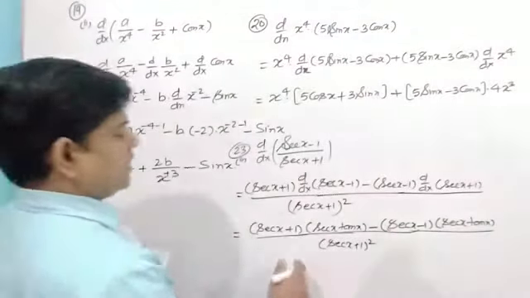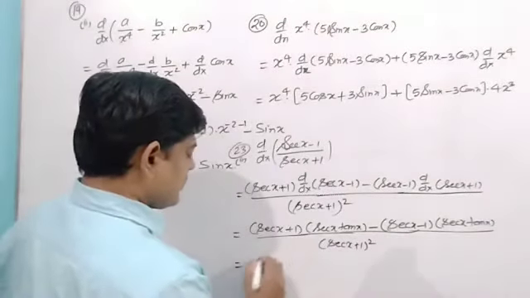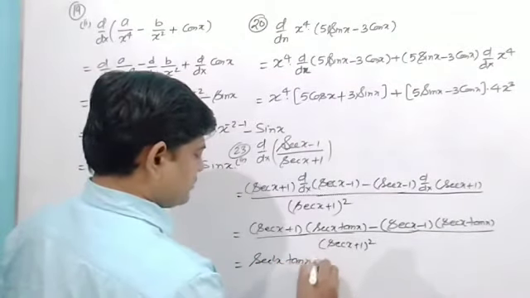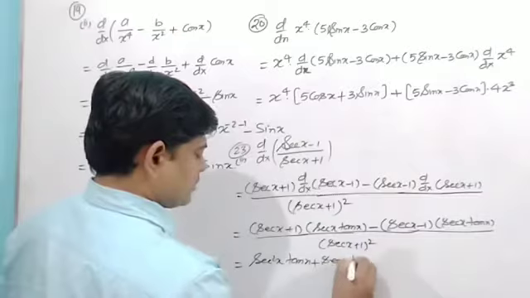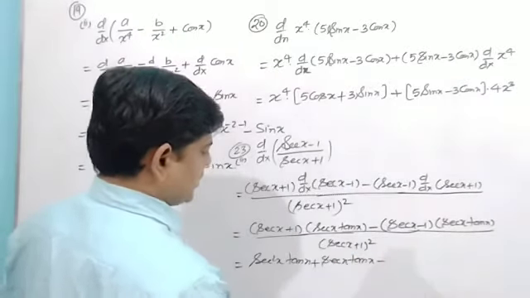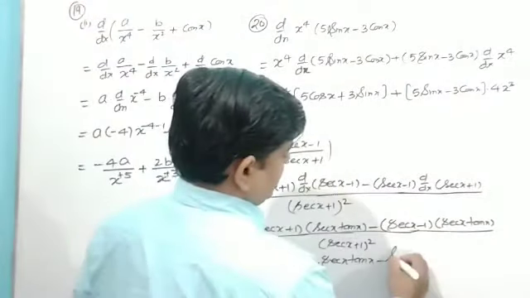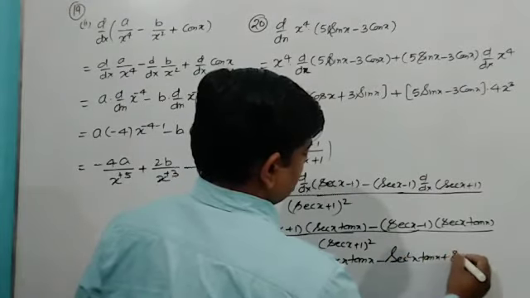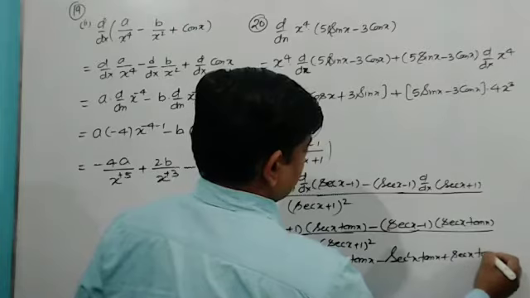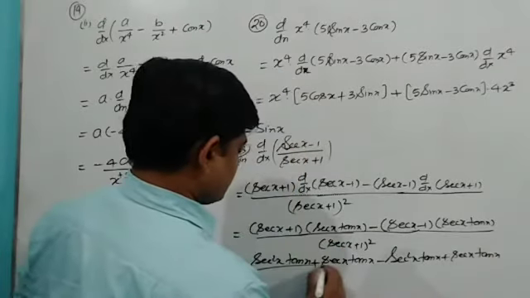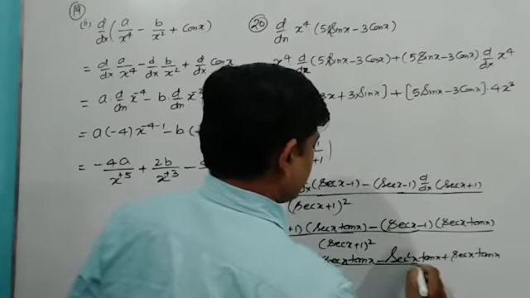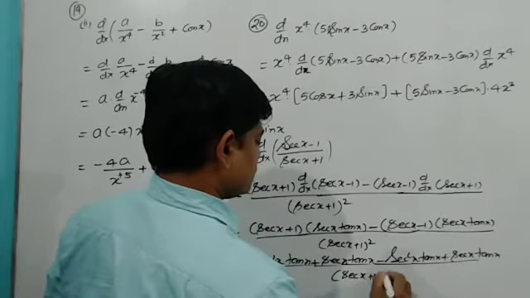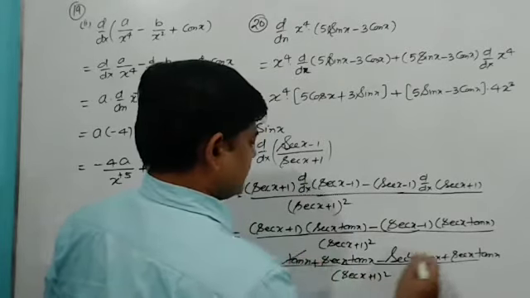When I multiply here, I'll get sec square x tan x plus sec x tan x minus, again I can write sec square x tan x plus sec x tan x, and whole upon it is sec x plus 1 the whole square. I think they will eliminate.